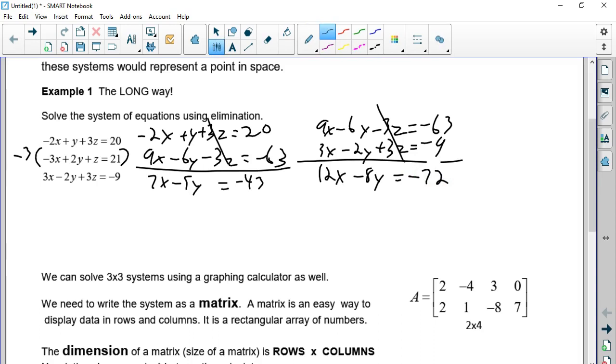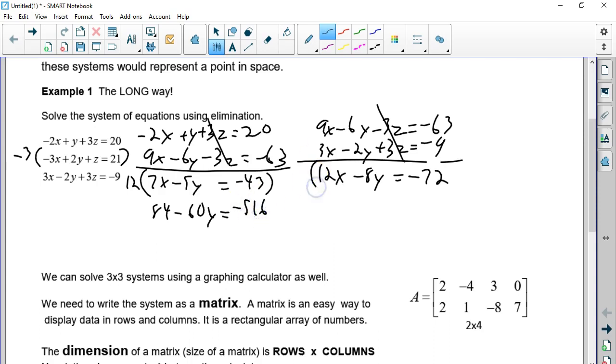Now, I have 2 equations with just x and y. But 7 doesn't go into 12 and 5 doesn't go into 8. So now I need to cancel either the x or the y. They're both positive x's and negative y's, so I'm going to get rid of my x's. So I'm going to multiply this. First number 7 and 12 going into is just 84. So I'm going to multiply this by 12 and get 84x minus 60y equals -516.